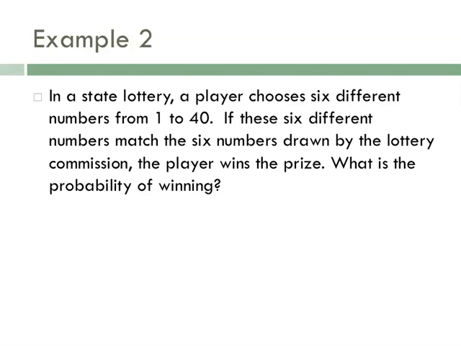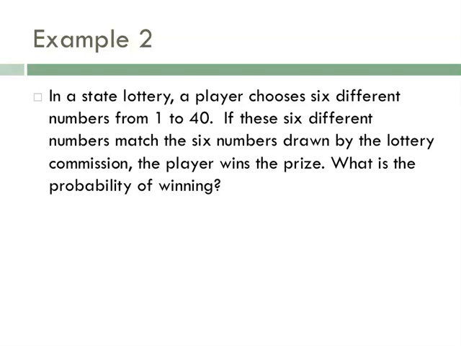Another thing to note is that it doesn't say that these 6 numbers have to be in a certain order, it just has to match. The 6 different numbers that you pick have to match the 6 numbers that are drawn. It doesn't say that they have to be written in the same order as they are drawn. Nothing like that. So order doesn't matter, so we're dealing with a combination here.